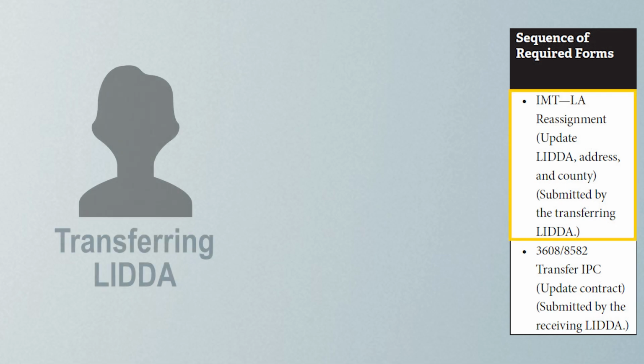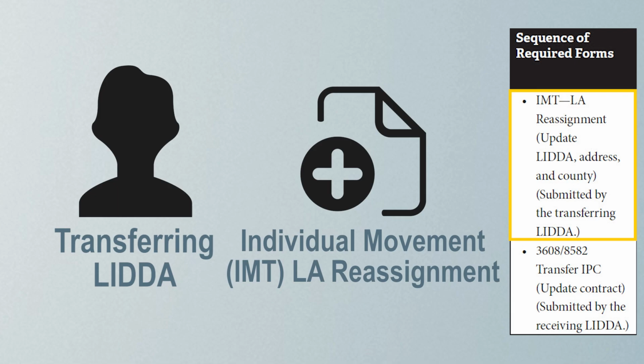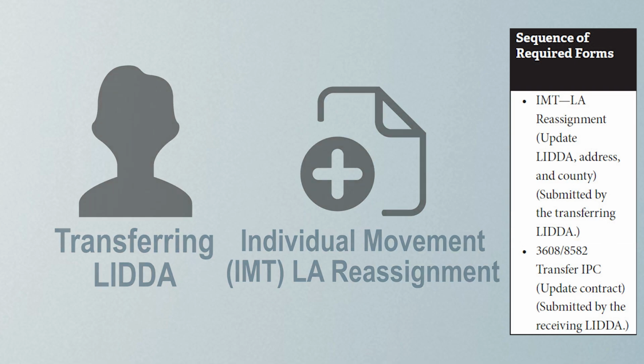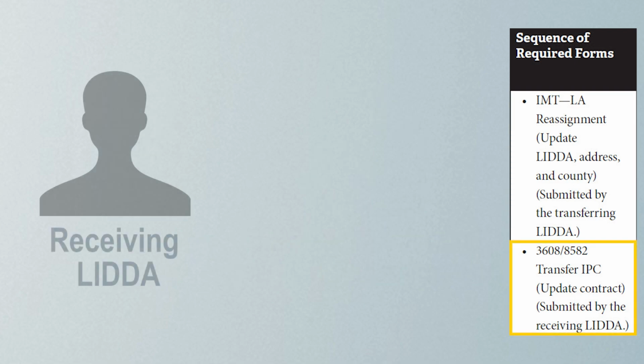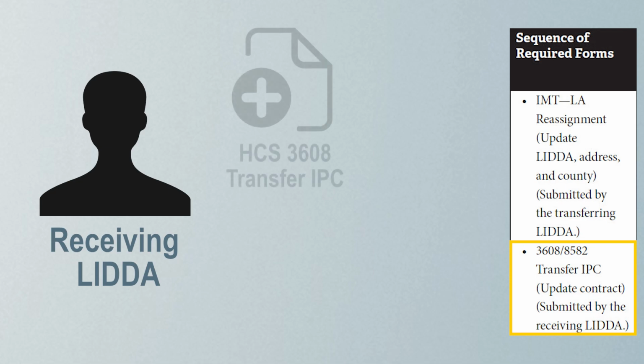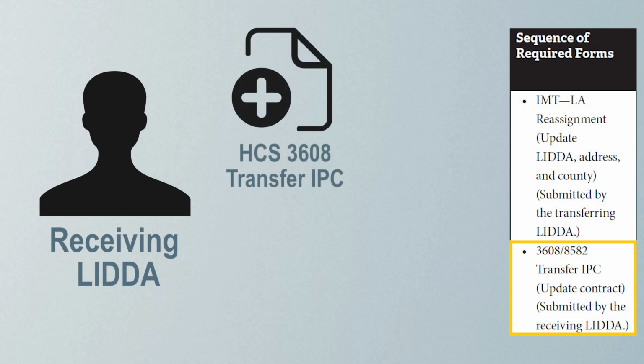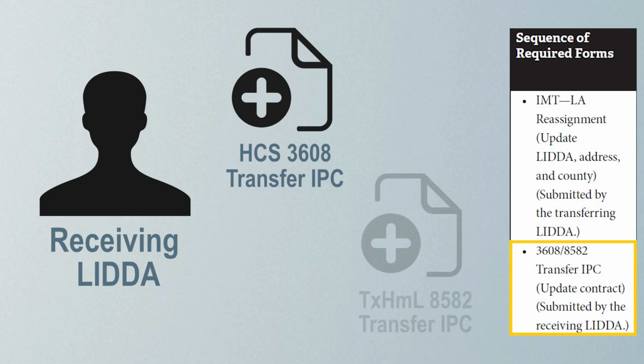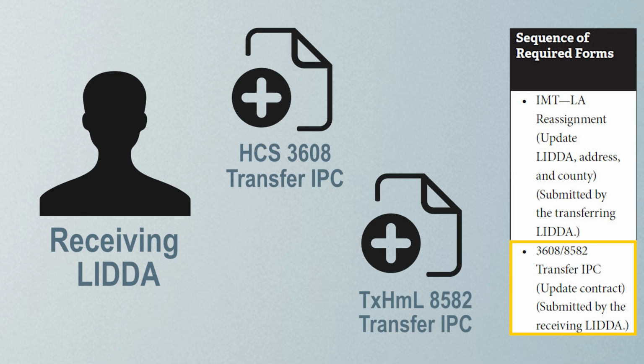The Sequence of Required Forms column shows that the transferring LIDA submits the IMT-LA reassignment to update the LIDA, address, and county. The receiving LIDA then submits either the Home and Community-Based Services, or HCS 3608, or Texas Home Living 8582 Transfer IPC to update the contract.